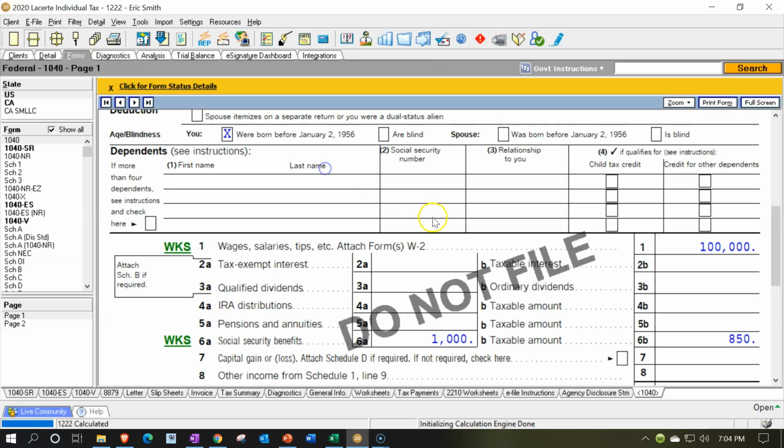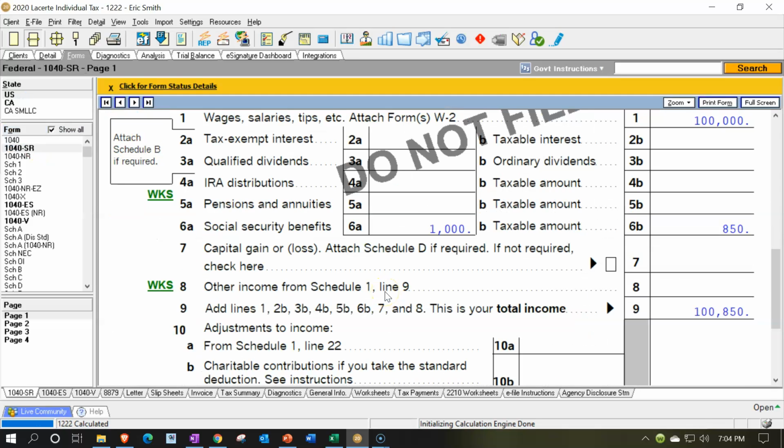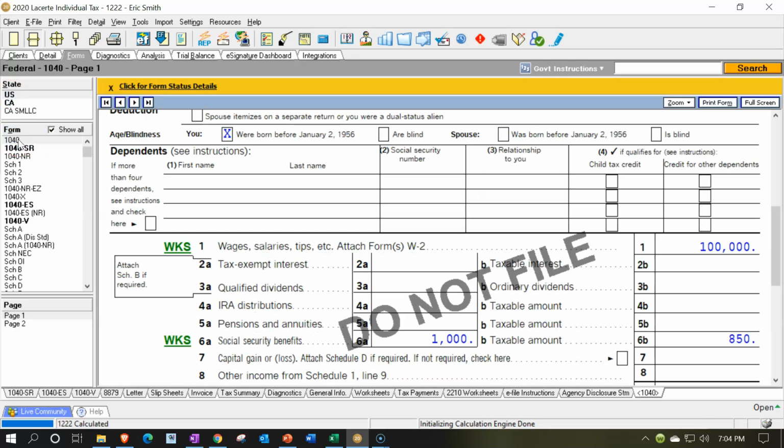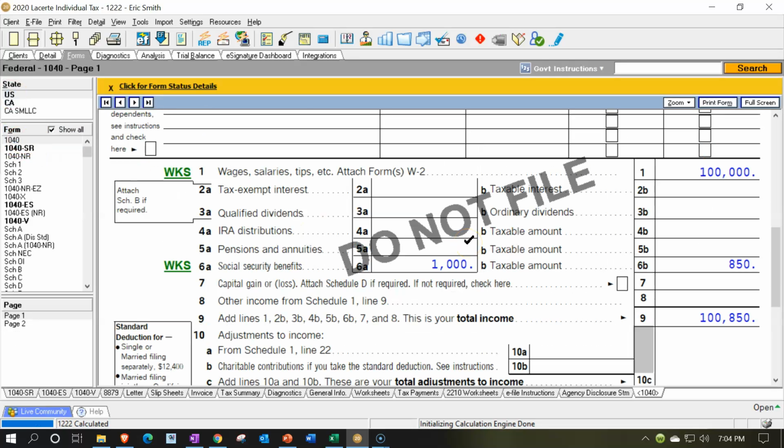Let's see what it does. So now we got the 1,000 in the 1040. And note, we also have the 1040 SR that we can be taking a look at here. We got the same kind of information. It might be easier just to look at the 1040 at this point because we're used to the layout. So let's just stick with that for now. We've got the line 6A. We have the 1,000 being included. That's the full amount that was included. 850 then is the taxable amount, the amount that's increasing the tax.